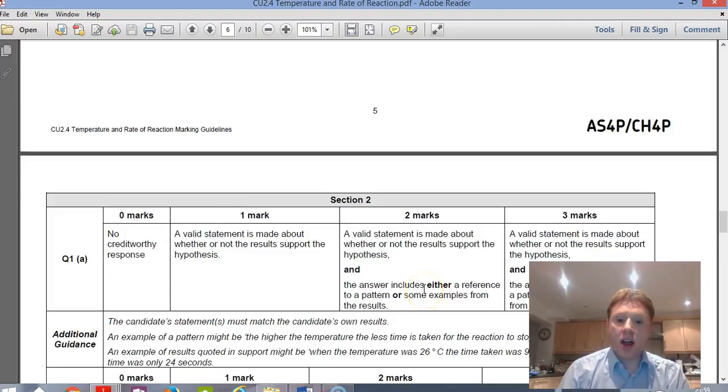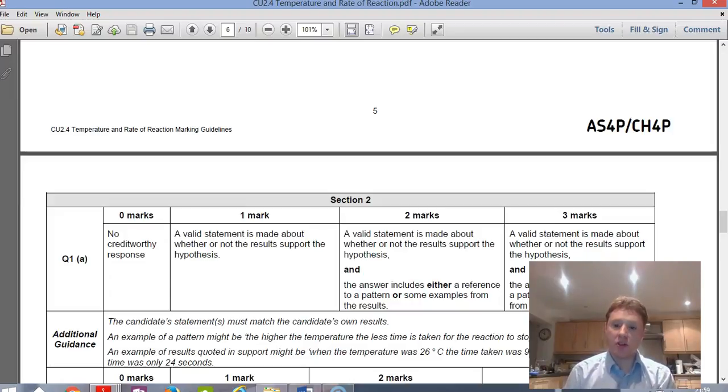For 2 marks, you have to either include a pattern or some results. And for 3 marks, you have to include both a pattern and some results. So for example, with the temperature and rates, the pattern could be something like, as temperature increases, rate increases. So a pattern is saying, as the independent variable does this, the dependent variable does that.